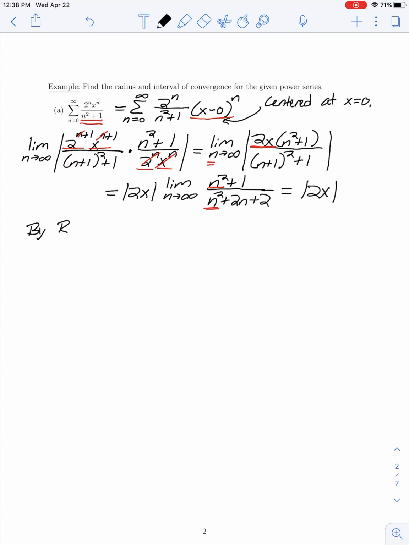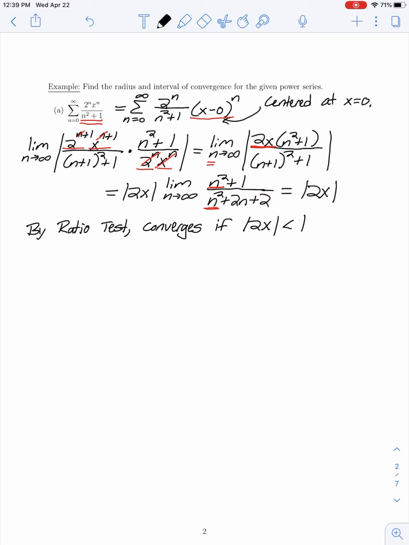By the ratio test, this power series converges if the absolute value of 2x, that is what we found for our limit using the ratio test, is less than 1. So let's solve this inequality for x now.